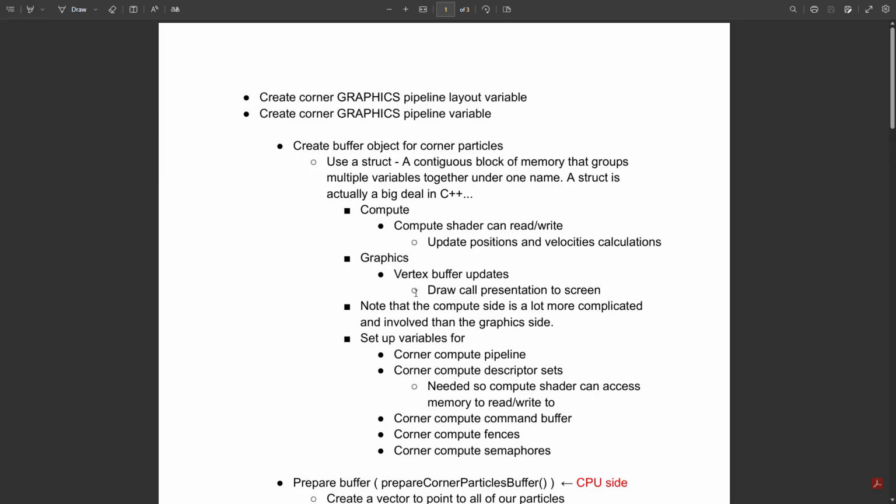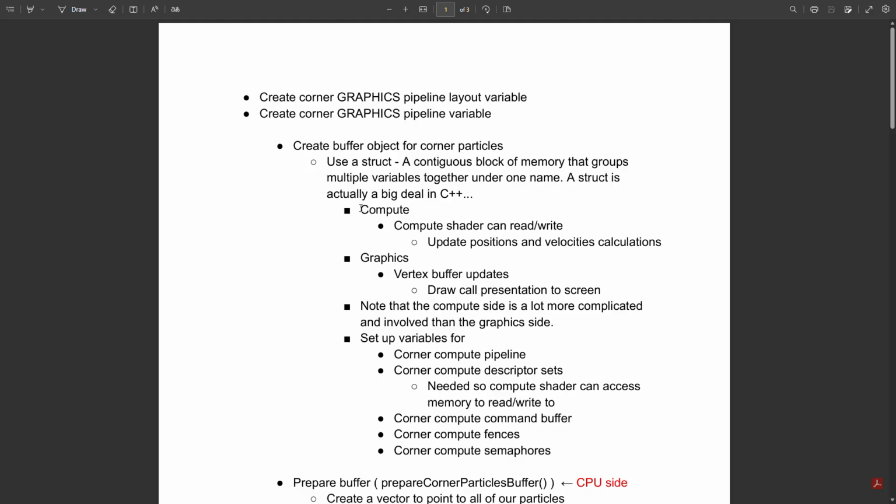So what is the new position, what is the velocity of this particle, etc. Give me the vertex updates so I can draw and present to the screen. Okay, so this is basically a read. The graphics side of it is a read on this buffer. So compute has to read and write, because obviously it has to write, since it's updating the positions and the velocities. But graphics really has to read.